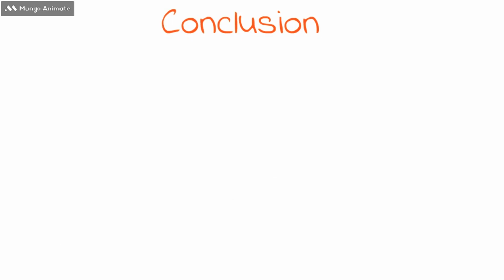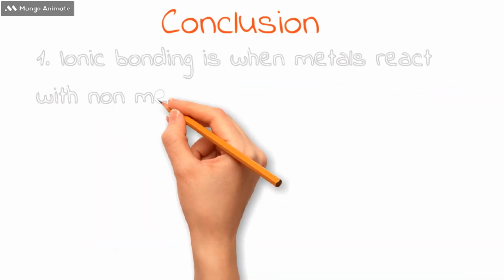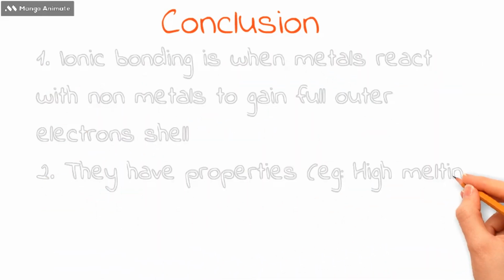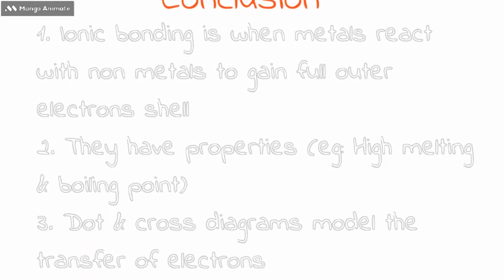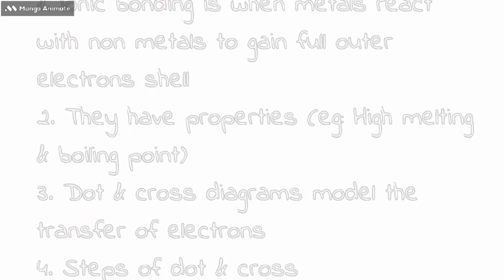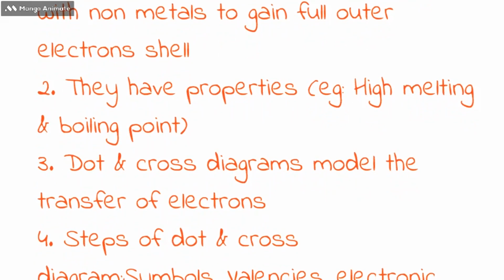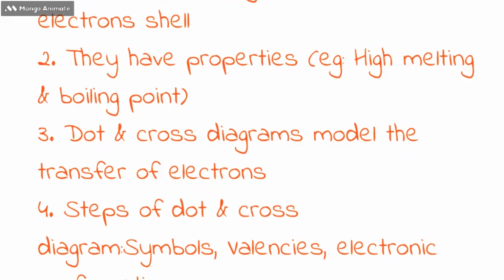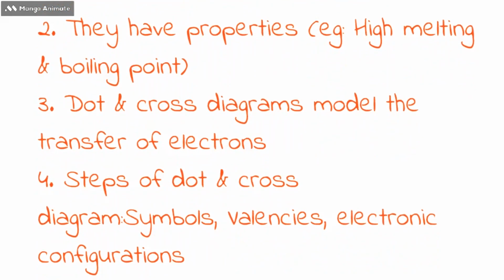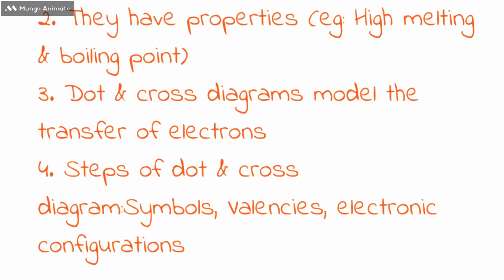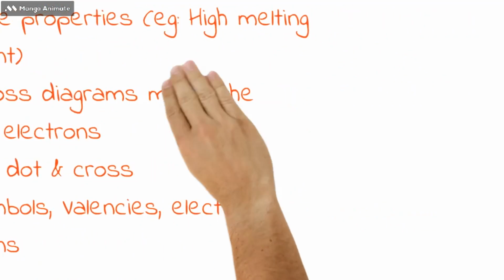Now, let's come to the conclusion. Ionic bonding is when metals react with non-metals to gain a full outer shell. They have properties, for example, high melting and boiling points. Dot and cross diagrams model the transfer of electrons. Steps of dot and cross diagrams are symbols, valencies, electronic configurations.